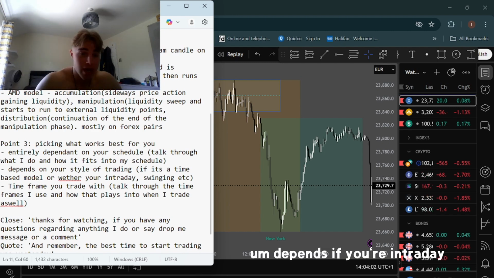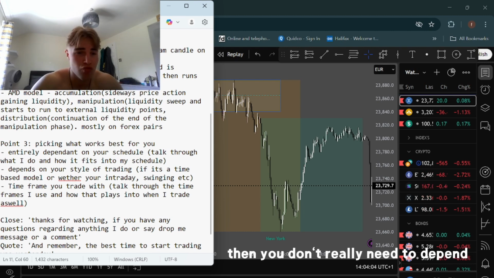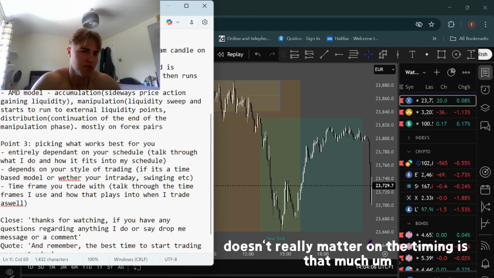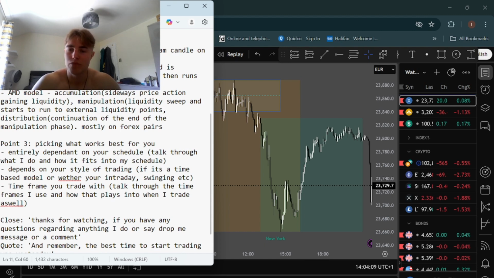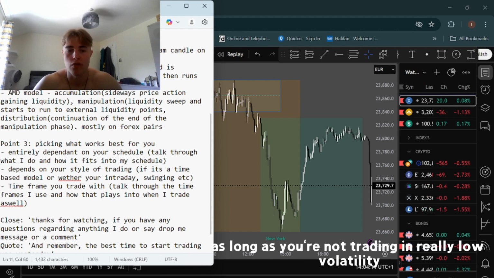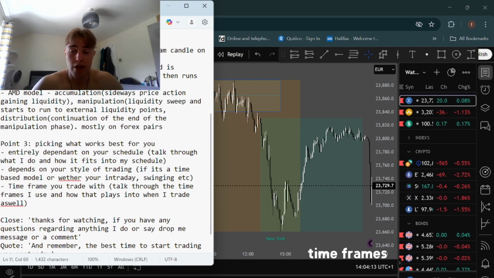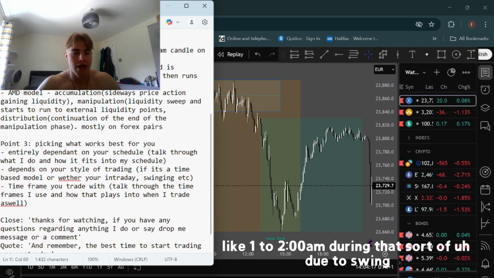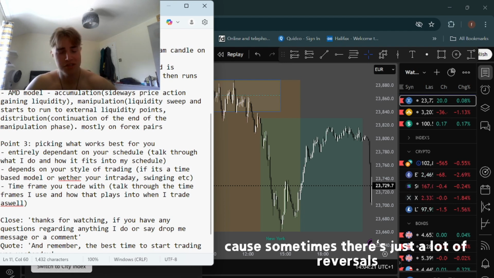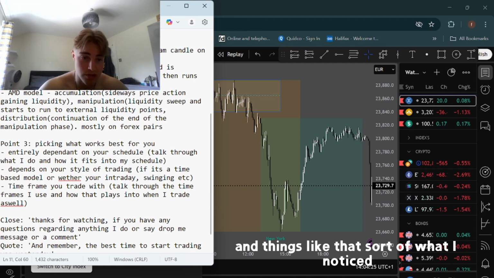Depends if you're intraday, if you're swinging. If you're swinging, then it doesn't really matter on timings that much. Just as long as you're not trading in really low volatility time frames and trading at times where there can be high levels of reversal, like 1 to 2 a.m. during that Judas swing, because sometimes there's just a lot of reversals and things like that. That's what I noticed.